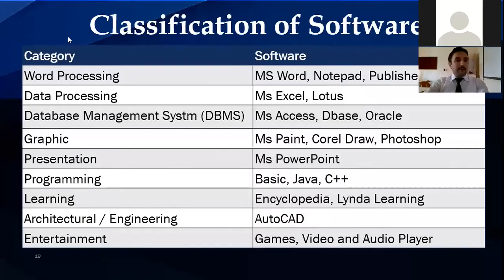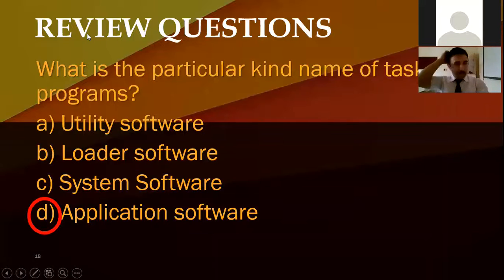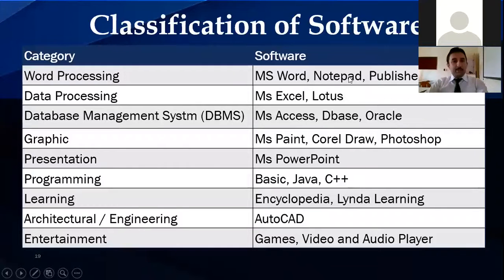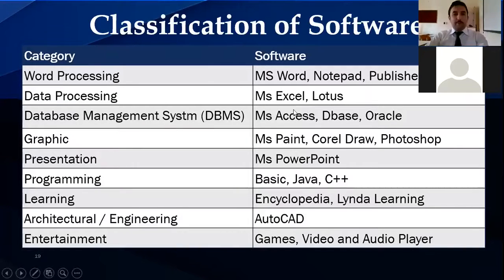Yesterday we finished with the review question. Did you remember that? Okay, a particular kind, name of task of programs, and this one is application software. And now let's continue to the next slides. Classification of software, maybe you heard that before, and word processing, data processing, database management system. You can learn it in this chart, in this table.